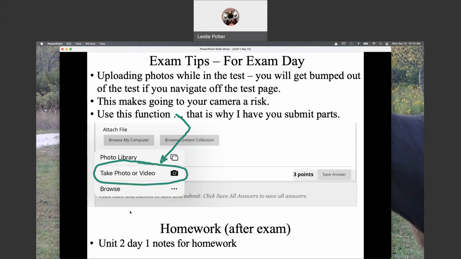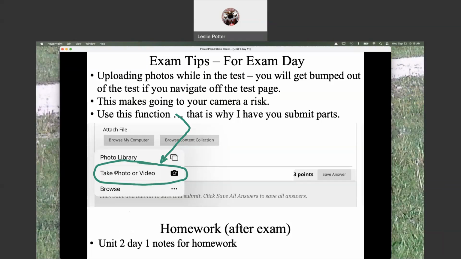When you upload the photos for your constructive response, you have a browse my computer button. So it'll look like this. And when you click on it, it will give you these options. And so you want to do the take a photo or video option. That will open up the camera. It is limited to 1 photo, so that's why you just upload part A. Even if part A took a whole page, you should be able to get that whole page in 1 photo.